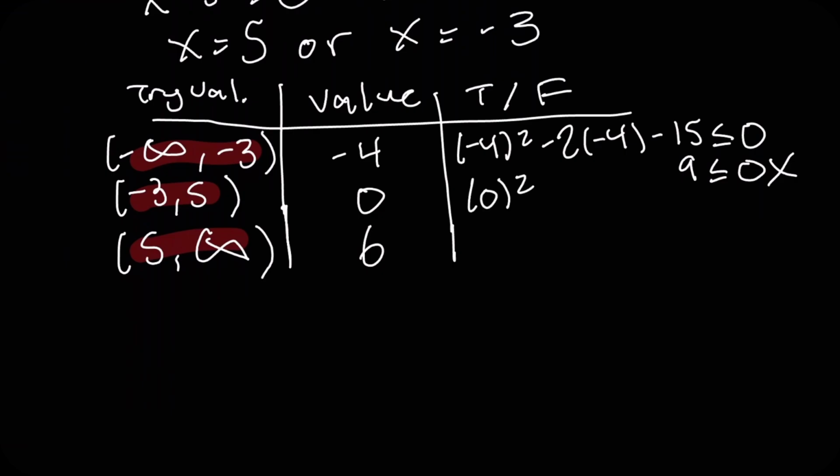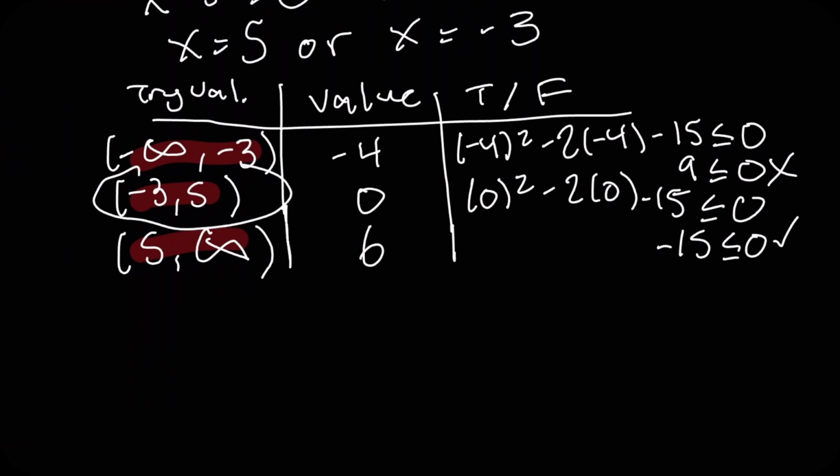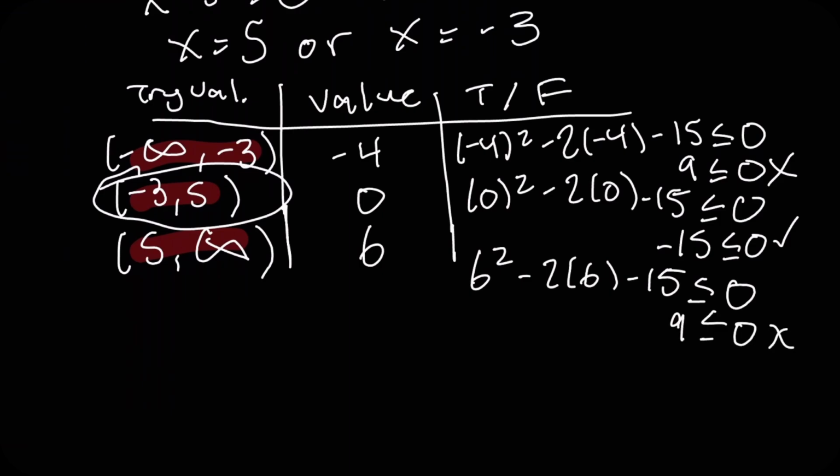0 squared minus 2 times 0 minus 15. And let's see if that's less than or equal to 0. So that will actually give us a negative 15 is less than or equal to 0, which makes sense, right? Negative 15 is less than or equal to 0. So this could be a potential solution. Just double check your last one and see. 6 squared minus 2 times 6 minus 15, is that less than or equal to 0? Well, that gets us a 9 again, and that's not less than or equal to 0.